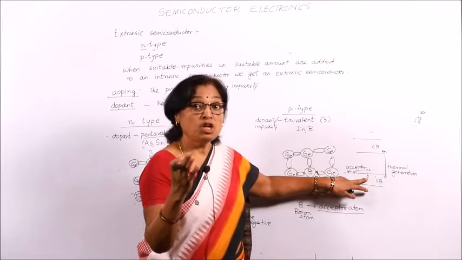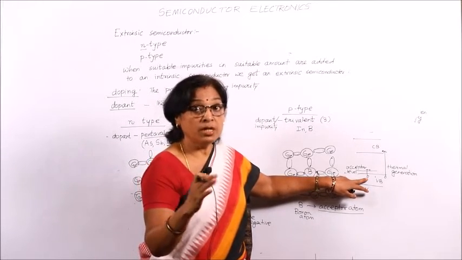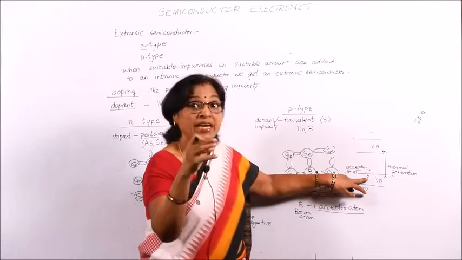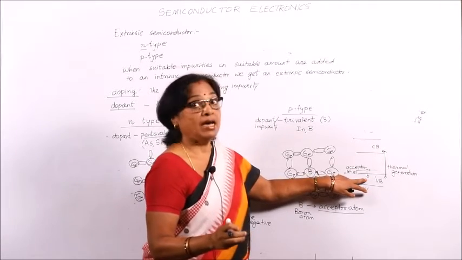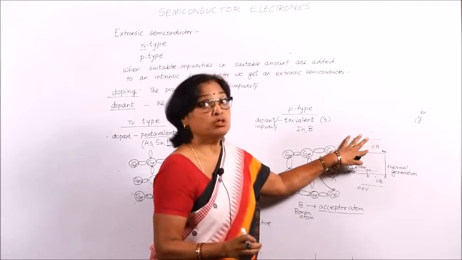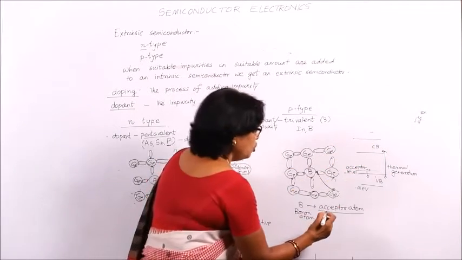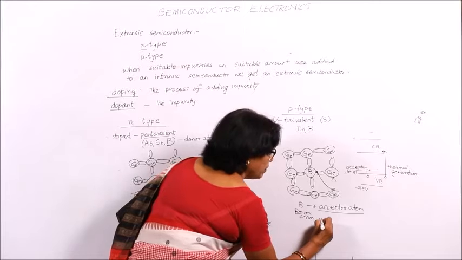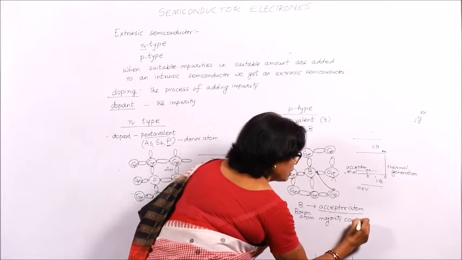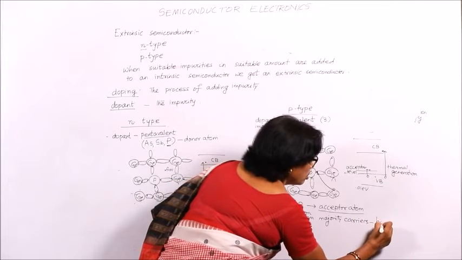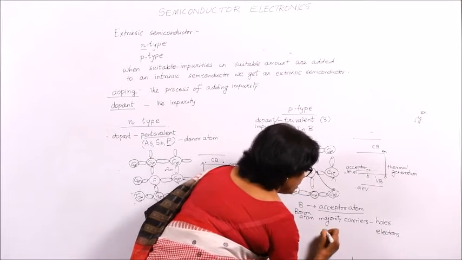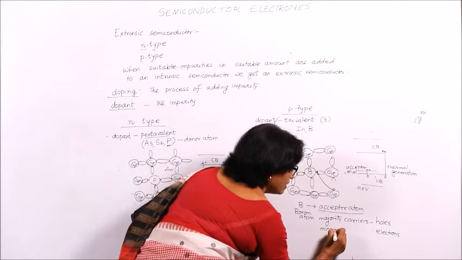The number of acceptor atoms, or you say boron atoms, the impurity atoms, as many impurity atoms as there are, that many vacancies are created, and those are the holes. So the number of holes here is more than the number of electrons in the conduction band. So here the holes are the majority carriers, and the electrons are less in number. Electrons are minority carriers because they are less in number.